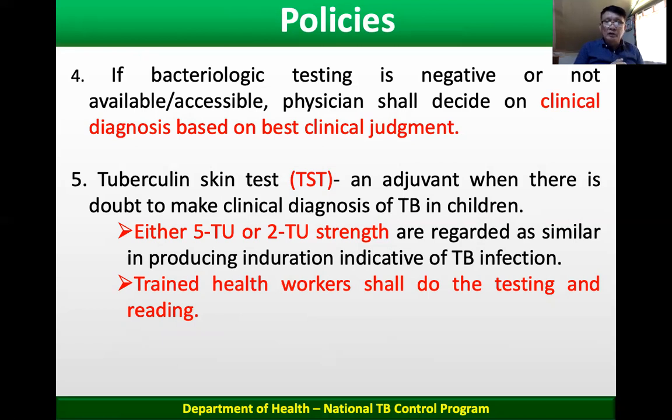Number 5, tuberculin skin test or TST, an adjuvant where there is no doubt to make a clinical diagnosis of TB in children. Either 5-TU or 2-TU strength are regarded as similar in producing induration indicative of TB infection. But once again, I want to remind everyone that only trained health workers can do the testing and reading for the tuberculin skin test.